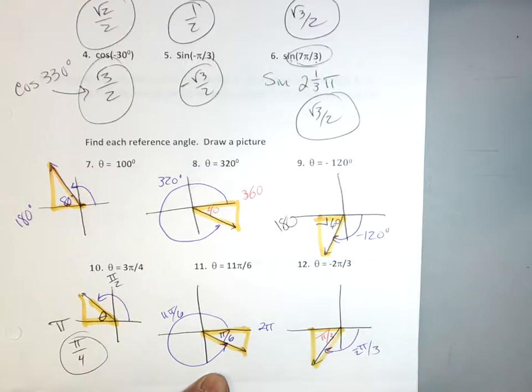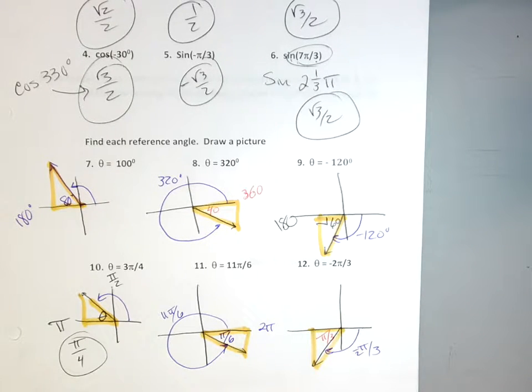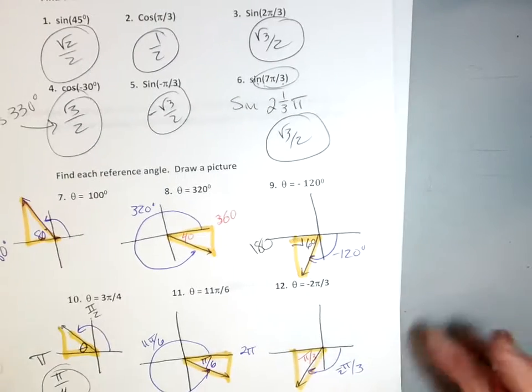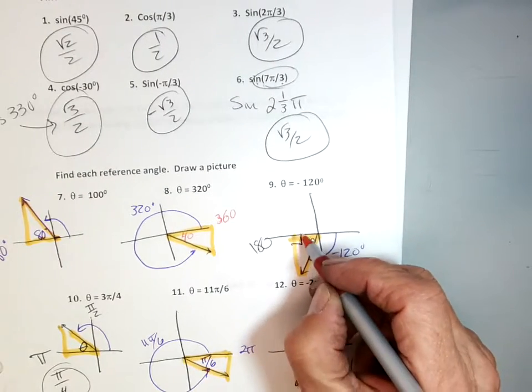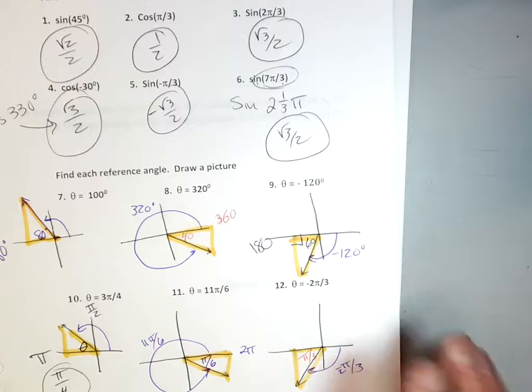What's question 9? Question 9 was a 60 degree angle. That's a right angle. Sorry, that's a 60, okay? How am I doing?